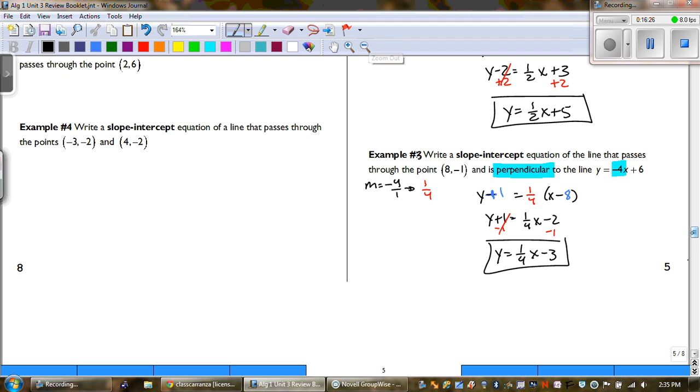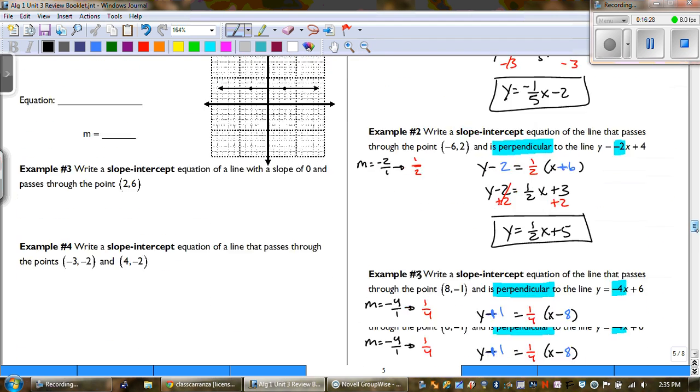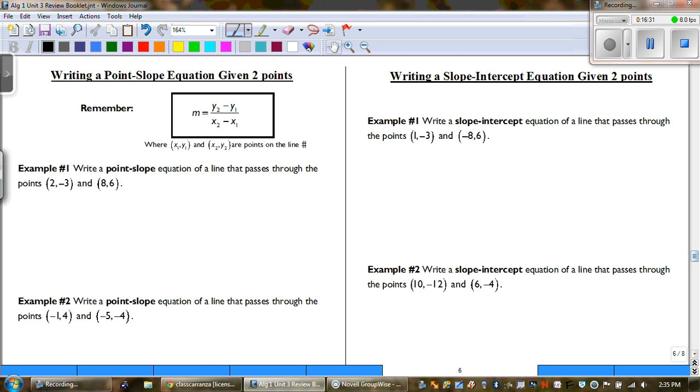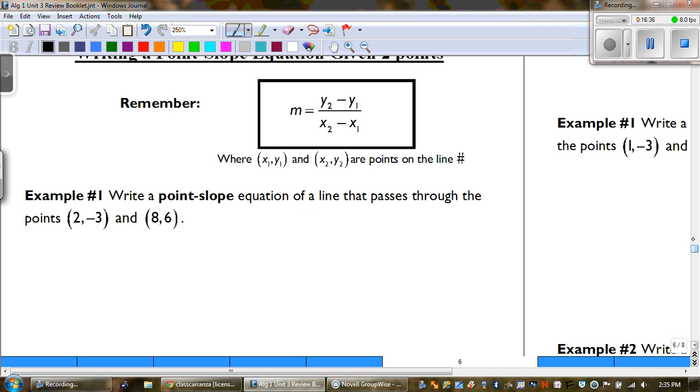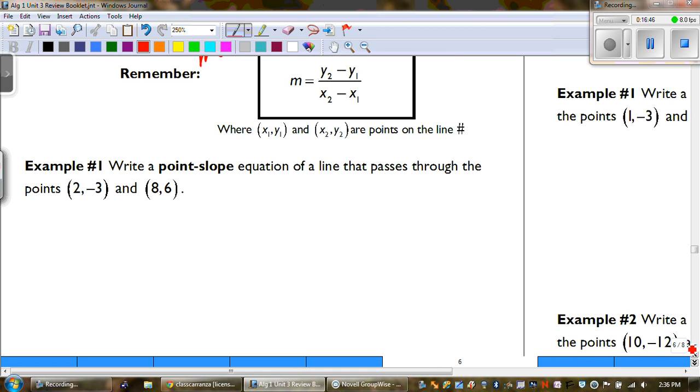Okay, the next one we're looking for is slope. There we go. Now, slope is another equation that you need to memorize. So, what they want is they want a point slope. Remember, point slope is that right there. Equation that passes through the points 2, -3, and 8, 6.